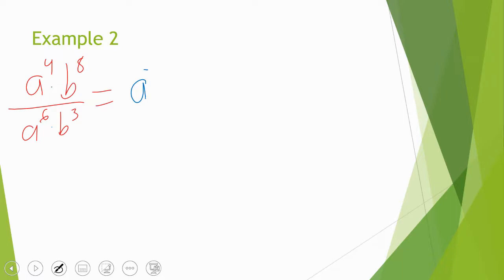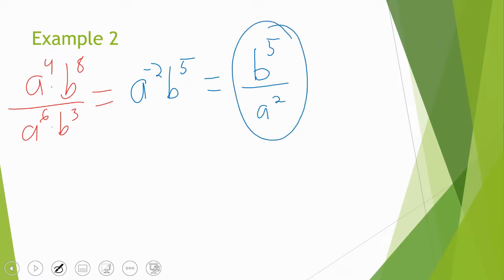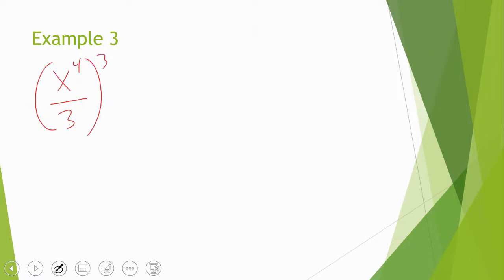A to the negative 2. Where did I get that? 4 minus 6. B to the 5th. All right, now obviously that first term is going to move to the bottom. So b to the 5th remains on the top, a squared on the bottom, and there that is simplified. All right, let's move on.